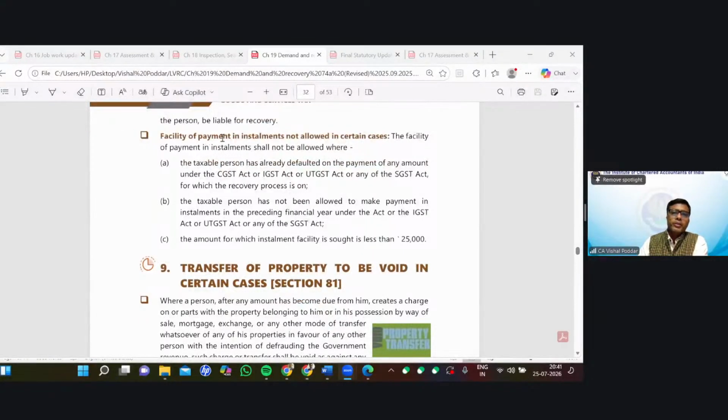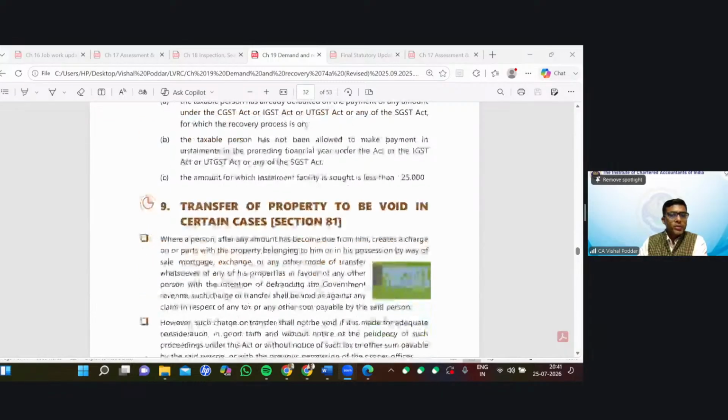Now, the facility of payment of installment is not allowed in certain cases. What are they? The facility of payment in installment shall not be allowed where the taxable person has already defaulted on the payment of any amount of CGST for which the recovery process is on. Or where the taxable person has not been allowed to make payment in installment in the preceding financial year under any of the acts, and the amount for which installment facility is sought is less than 25,000.